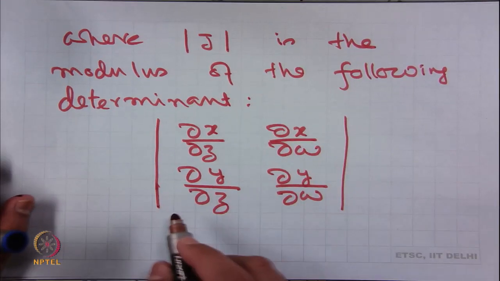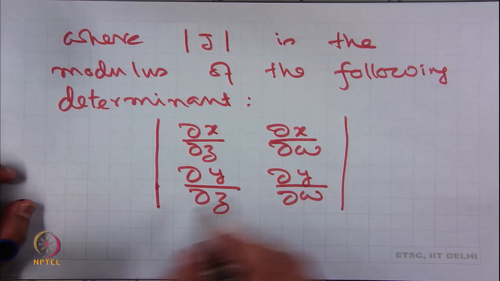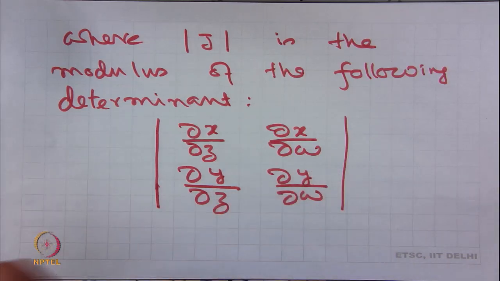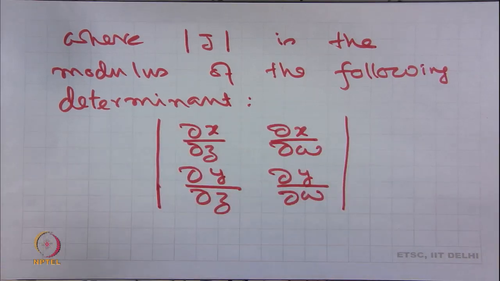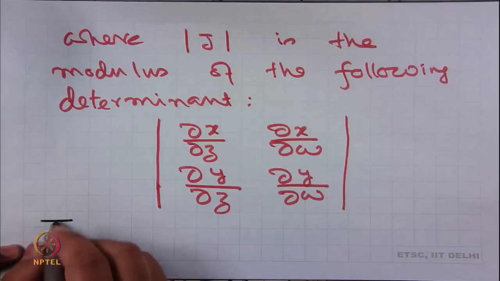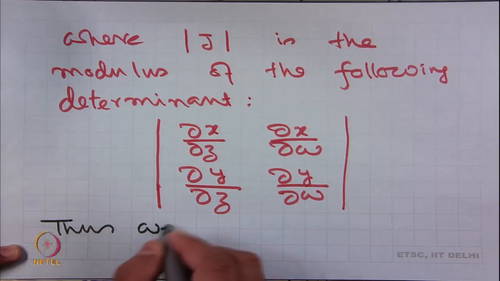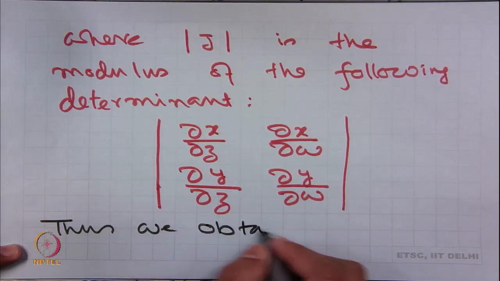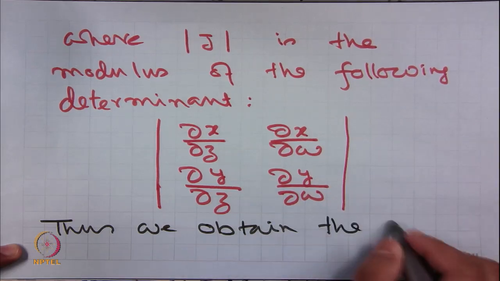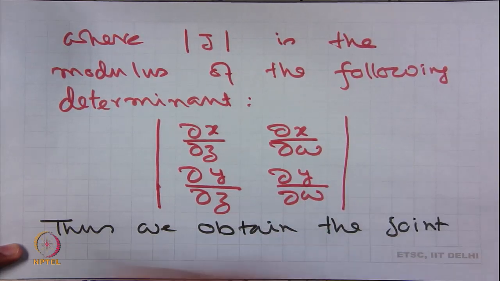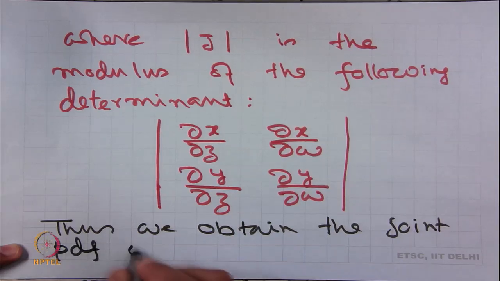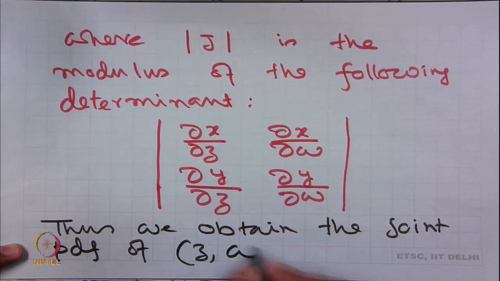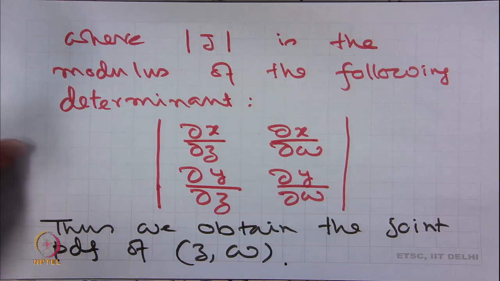So, we compute the determinant, and the PDF f expressed in terms of Z, W multiplied by the determinant gives us the PDF for Z, W, the joint PDF of Z and W. What is the advantage?